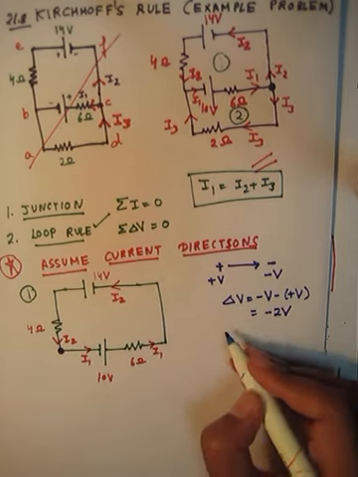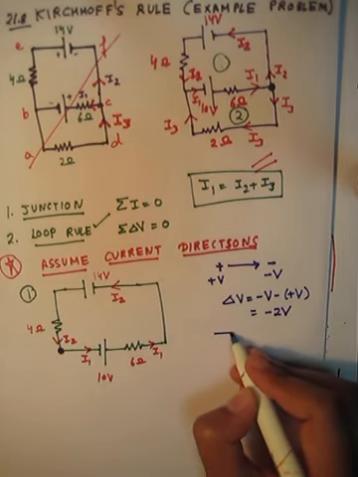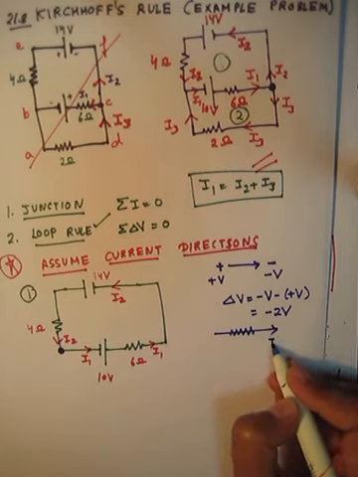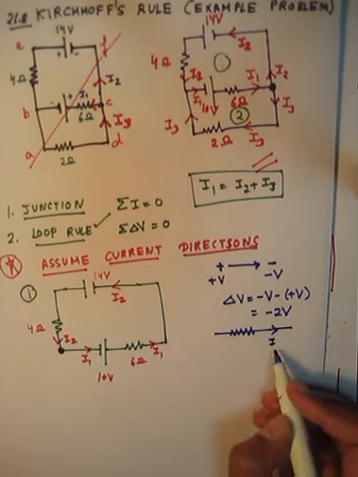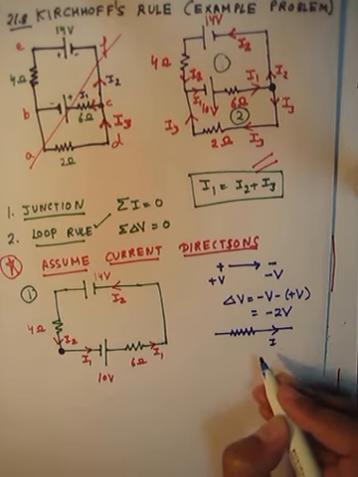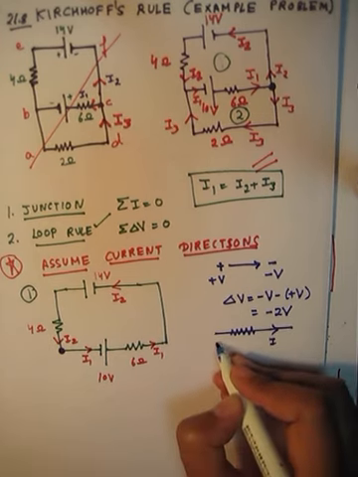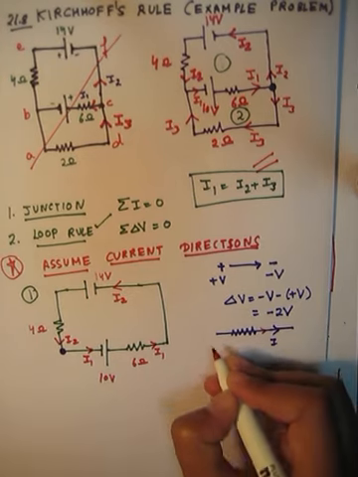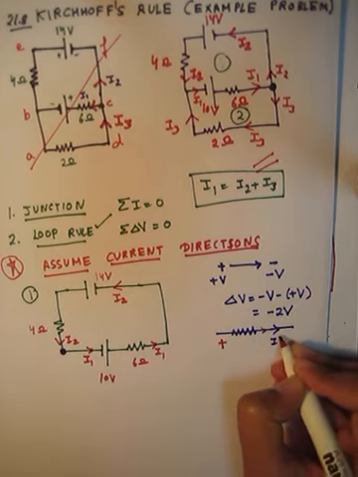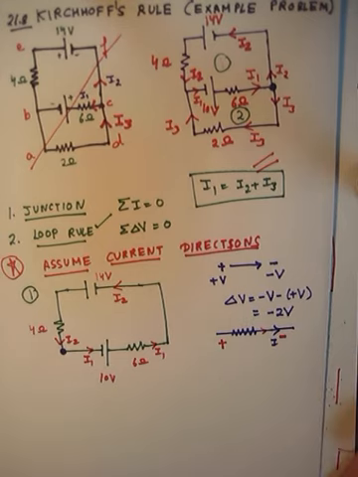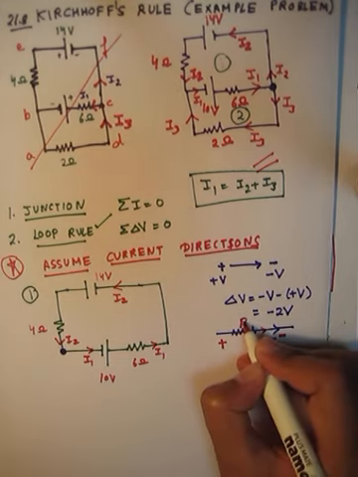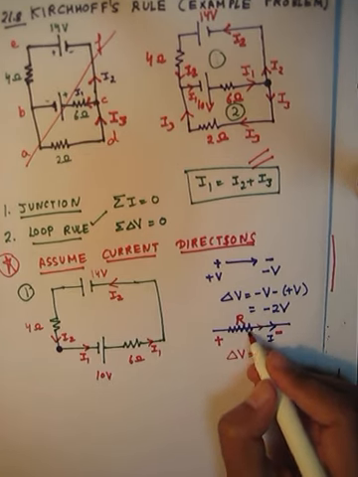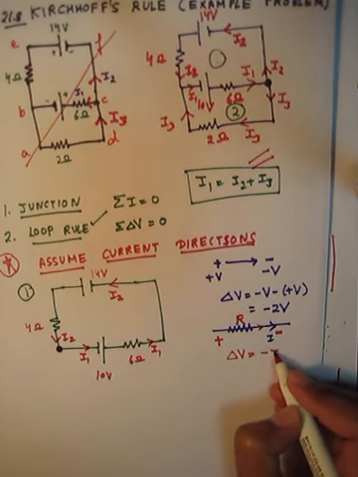Okay. We can also understand it for current. Suppose you have a resistor here and current is also in the same direction. You know that current always flows from positive to negative. So if the current direction is this, plus will be here and minus will be here. And if the resistor has a resistance of R, then delta V on this resistor will be minus IR.